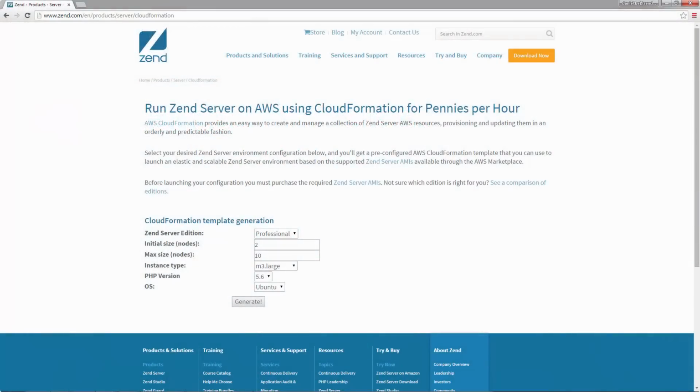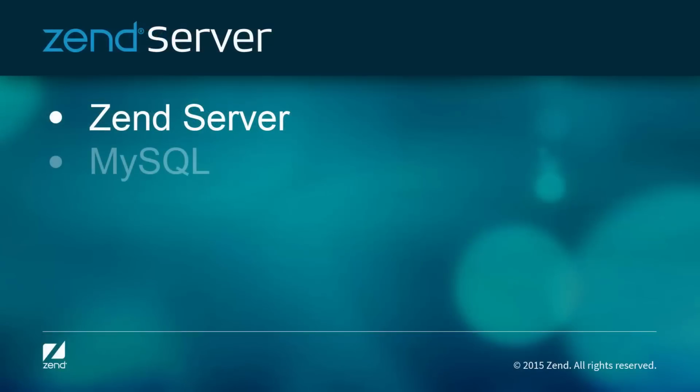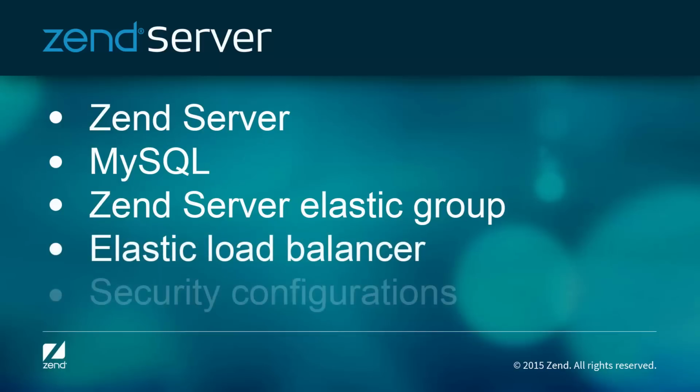To use these features and more, all you have to do is deploy an auto-generated AWS CloudFormation template, which includes Zend Server, a MySQL database, a Zend Server Elastic group consisting of additional Zend Server instances, an Elastic load balancer, and other pre-configured security definitions.